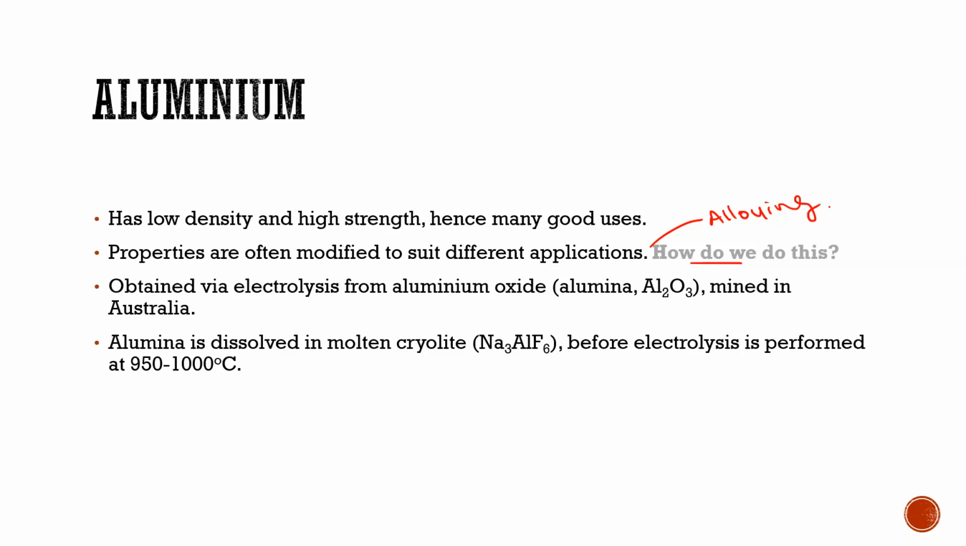It has a very high melting point, alumina, so it is dissolved in molten cryolite, which is a sodium aluminium fluoride compound, before electrolysis to keep its melting point down to 950 or 1000 degrees so that it's easier to run this equipment.